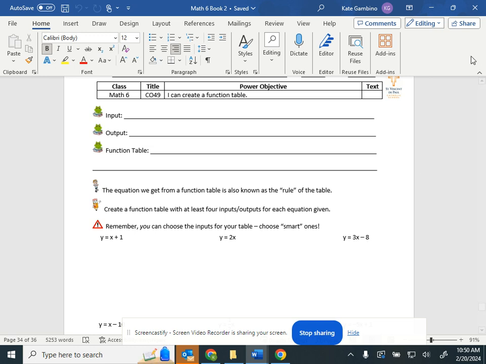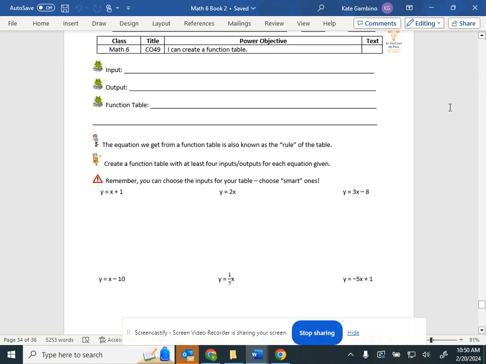Good morning. Today we are continuing with our X's and Y's with those ordered pairs, but instead of graphing, we are working on making function tables. Our next objective will be working on graphing those. So we're still in the same kind of thing, but we're just coming at it in a different way. So we are doing CO49.